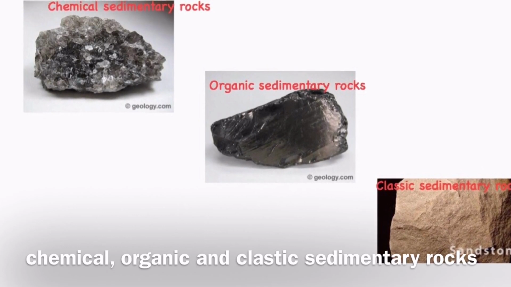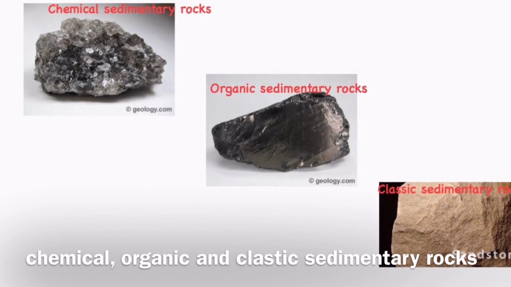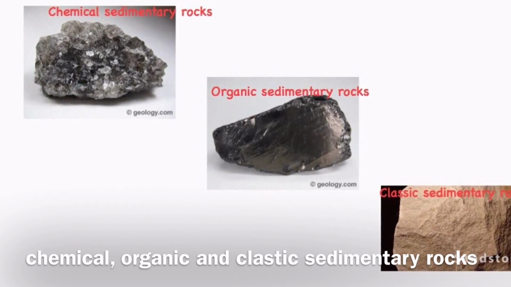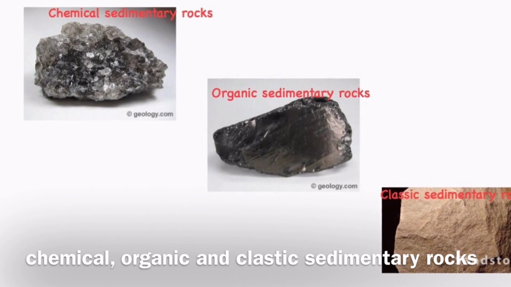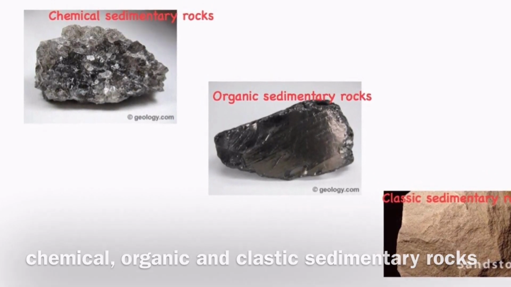Moving on to chemical sedimentary rocks. Most of them have crystals in them. They're also quite soft. Last but not least, organic sedimentary rocks. Sometimes they contain fossils but only a small part of the rock. They are usually soft, although some can be quite hard.